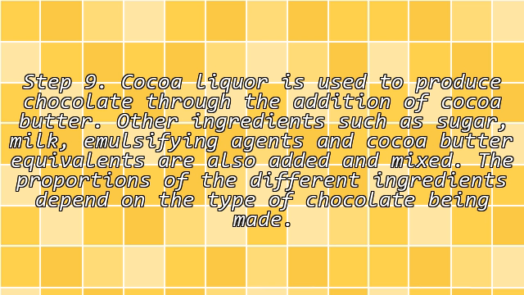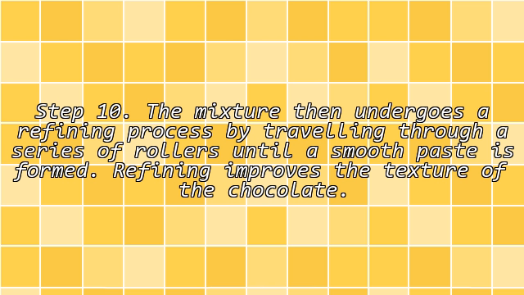Step 9. Cocoa liquor is used to produce chocolate through the addition of cocoa butter. Other ingredients such as sugar, milk, emulsifying agents, and cocoa butter equivalents are also added and mixed. The proportions of the different ingredients depend on the type of chocolate being made. Step 10. The mixture then undergoes a refining process by traveling through a series of rollers until a smooth paste is formed. Refining improves the texture of the chocolate.